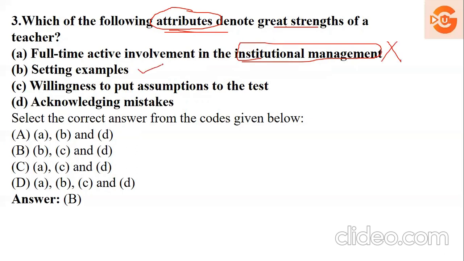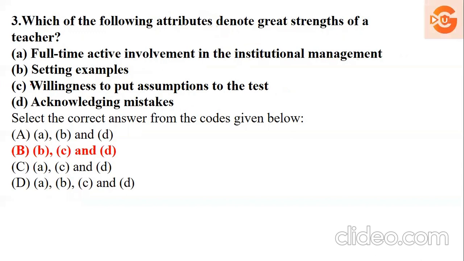B, setting examples. Yes, with the teacher's behavior, the teacher grooming the students and bringing change in them, the teacher can set an example. Willingness to put assumptions to the test, that is, willingness to put their own assumptions about bringing up children to the test. Acknowledging mistakes means accepting the mistakes. So again, A won't be an option, so wherever A is there, you cancel A. So the answer left for your question is option number B, which is already given here, and option B is the correct answer.